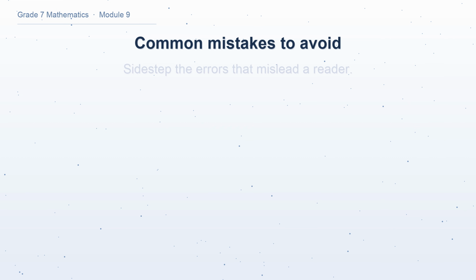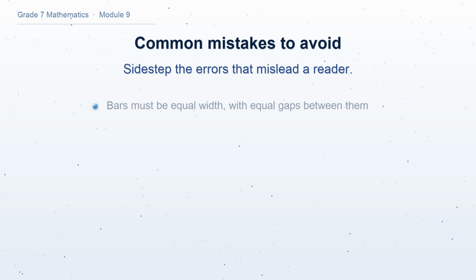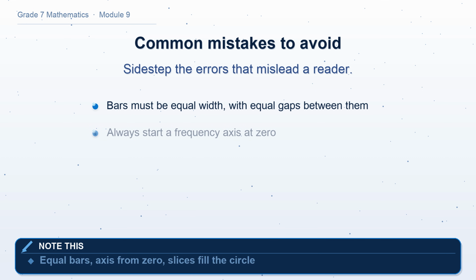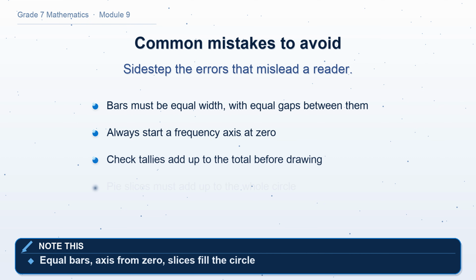Before we practice, let us avoid the errors that mislead a reader. First, every bar must have the same width with equal gaps between them, or the chart looks unfair. Second, always start the frequency axis at 0, because a cut axis can exaggerate small differences. Third, check that your tallies add up to the total before you draw anything. And finally, the slices of a pie chart must fill the whole circle with nothing left over. Keep these in mind and your displays will tell the truth.